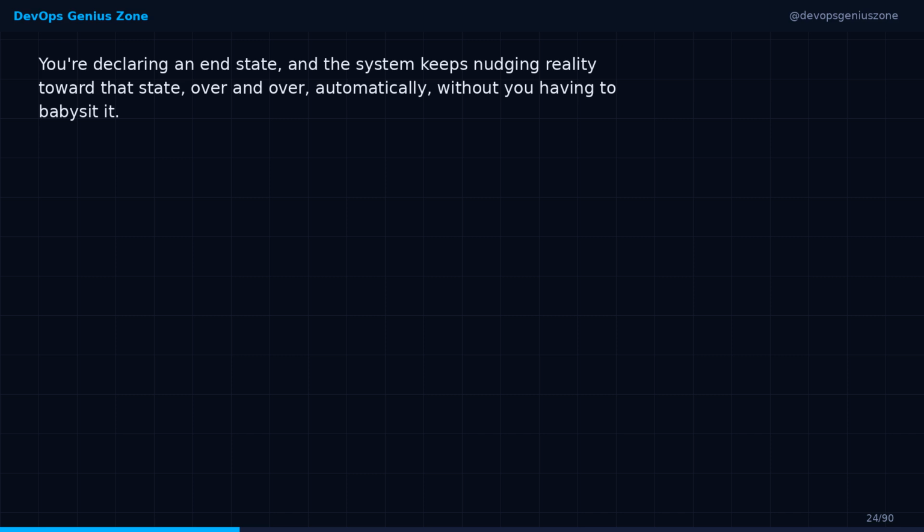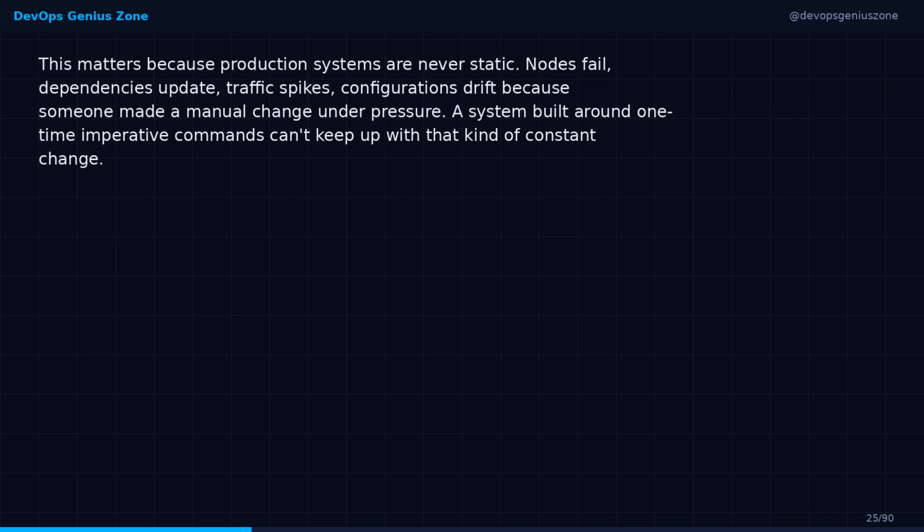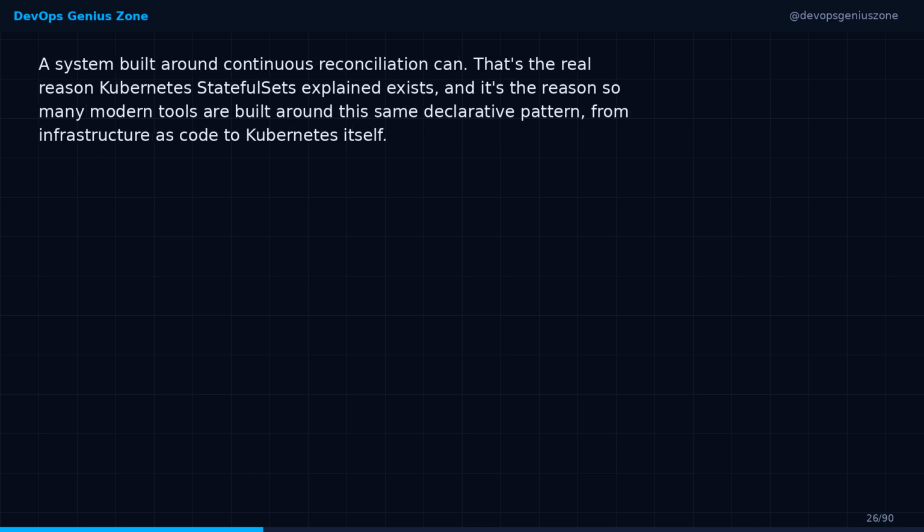Nodes fail, dependencies update, traffic spikes, configurations drift because someone made a manual change under pressure. A system built around one-time imperative commands can't keep up with that kind of constant change. A system built around continuous reconciliation can. That's the real reason Kubernetes StatefulSets Explained exists, and it's the reason so many modern tools are built around this same declarative pattern, from infrastructure as code to Kubernetes itself.